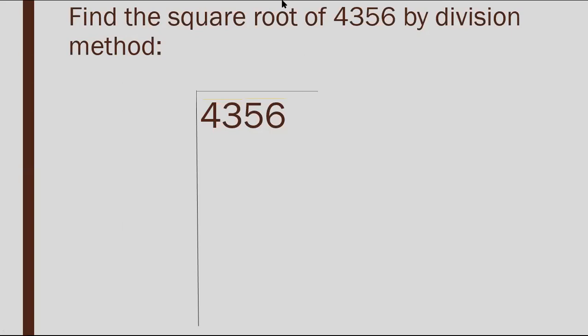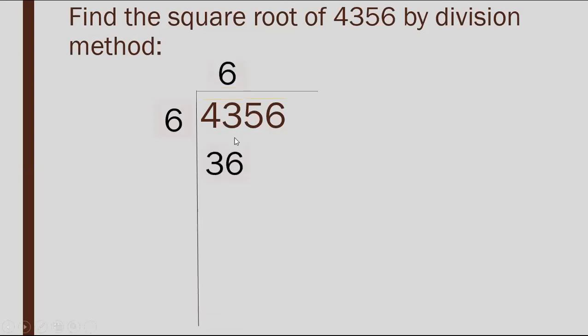So what we have to do? First we have to find the number which when multiplied by itself gives either 43 or less than 43. Okay. Now we know that 5 fives are 25, 6 sixes are 36, 7 sevens are 49. Okay, so 49 is greater than 43. So which number we have to take? We have to take 6 into 6.